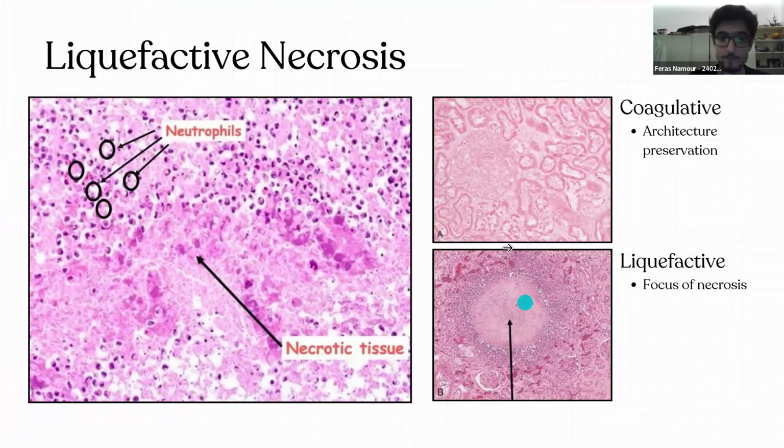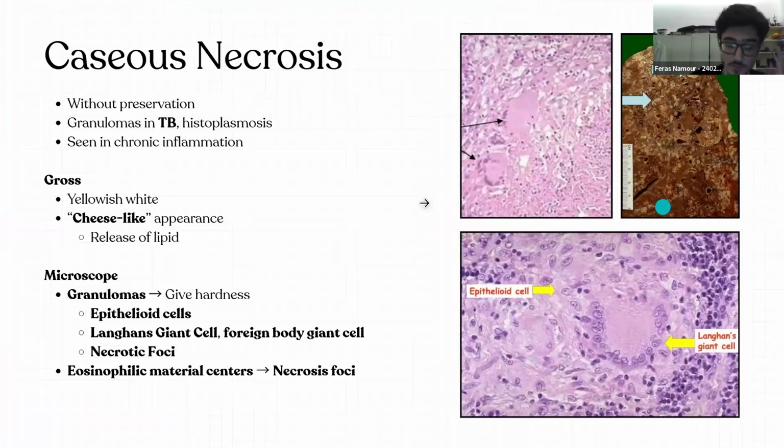And everything works here. Moving on to one of the most important necrosis types, caseous necrosis. Now, caseous necrosis is similar to liquefactive in the sense that there's no preservation, but it's a subtype of chronic inflammation. We're going to discuss chronic inflammation later on, but the most important thing here is that caseous necrosis is very commonly seen in chronic inflammation.